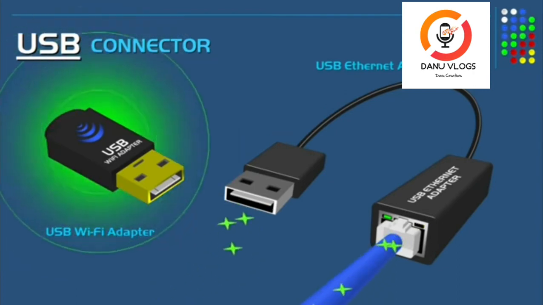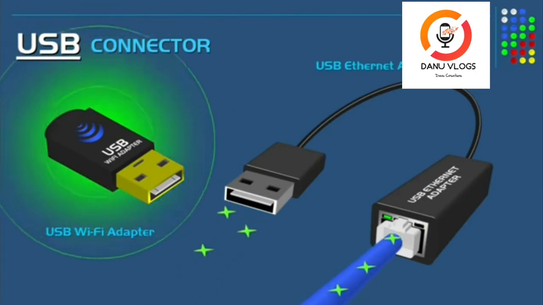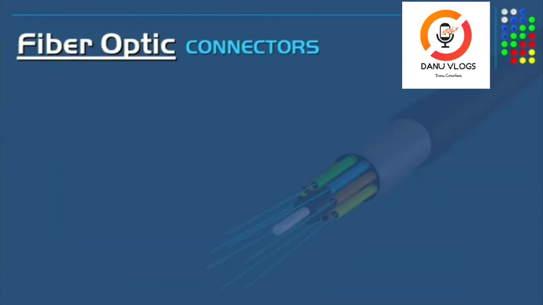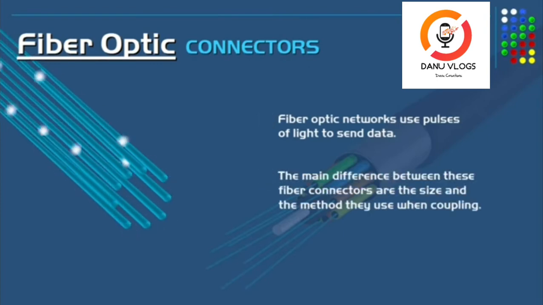And then the computer will be able to access a network through its USB port. So now we're getting into fiber optic connectors. Now, fiber optic networks use pulses of light to send data, and there are many different types of fiber optic connectors, but I'm only going to talk about the most popular fiber connectors. But the main differences between these fiber connectors are the size and the method they use when coupling.